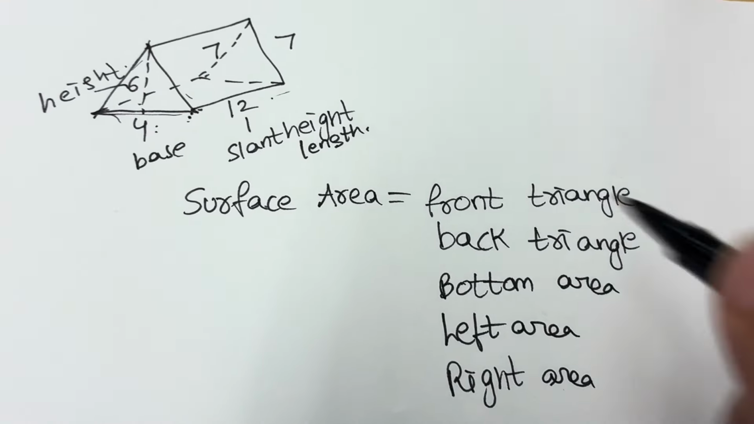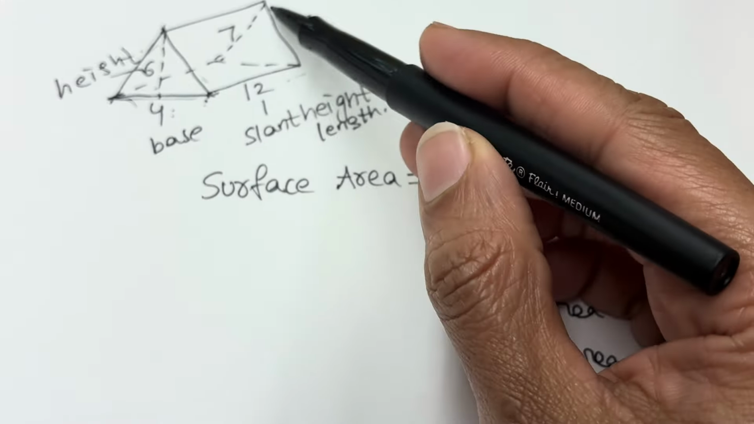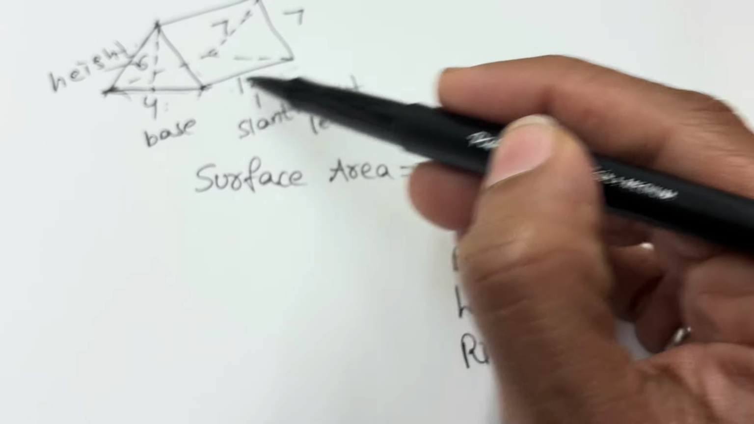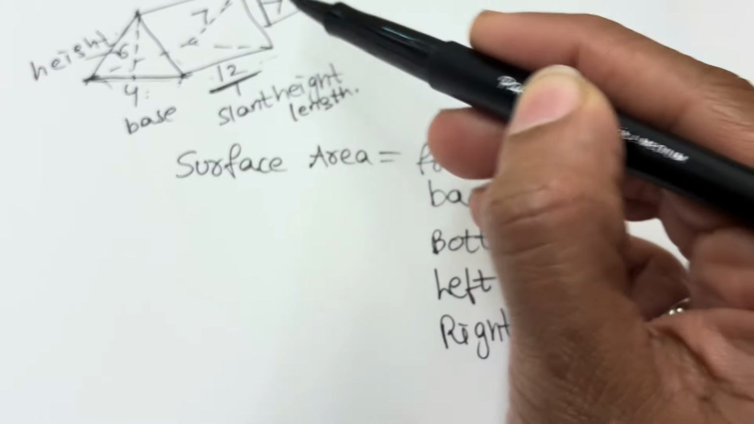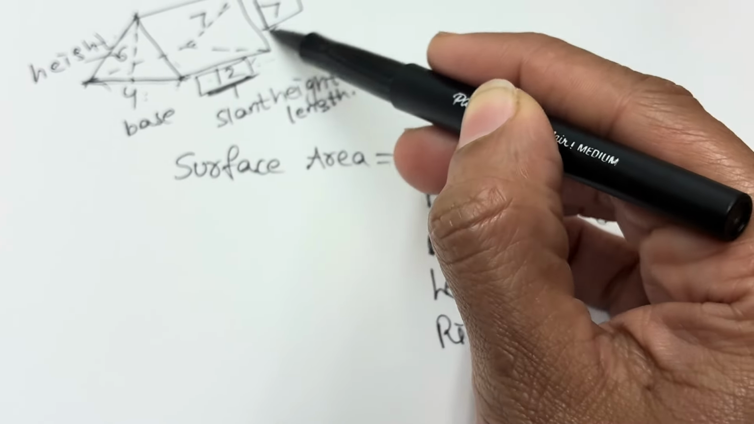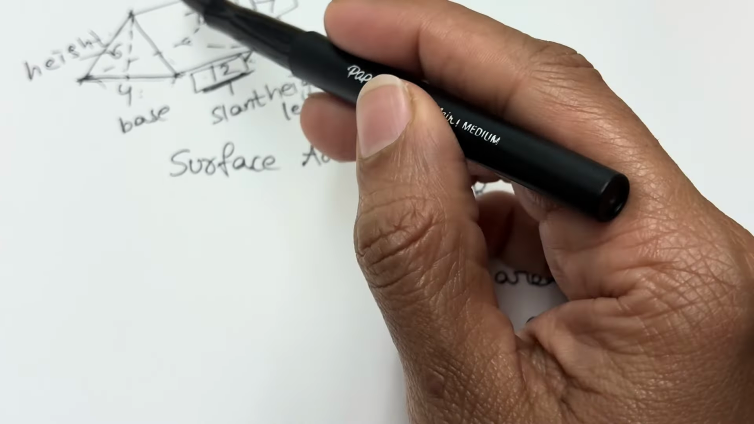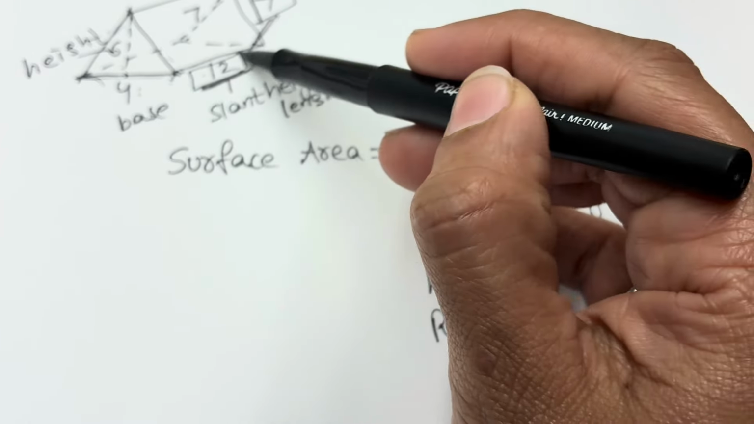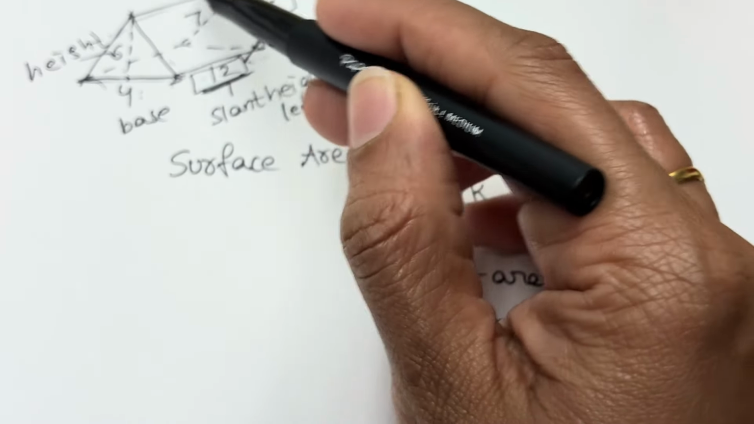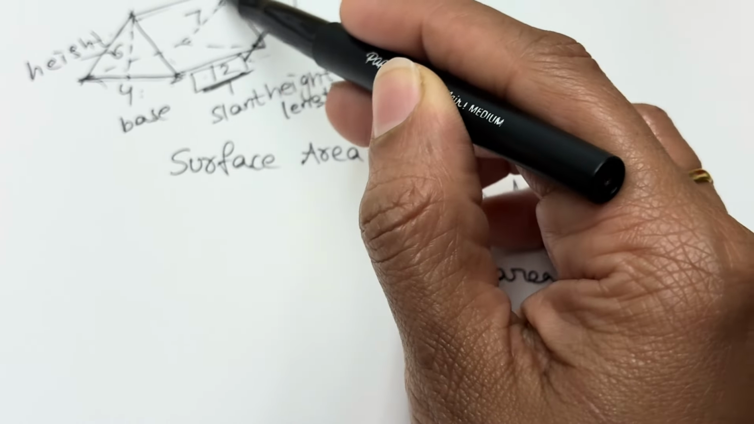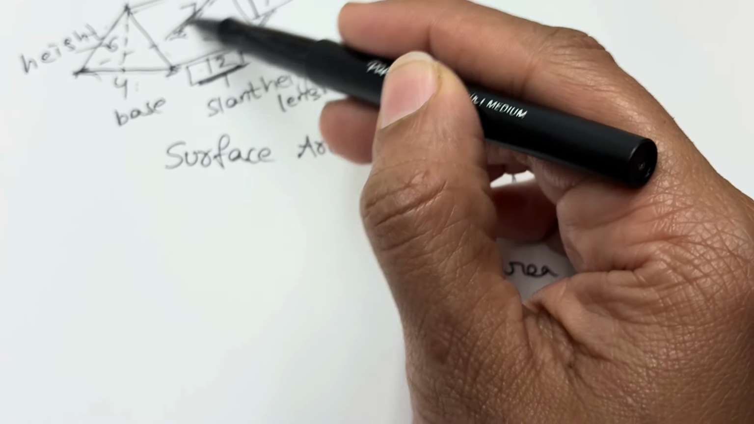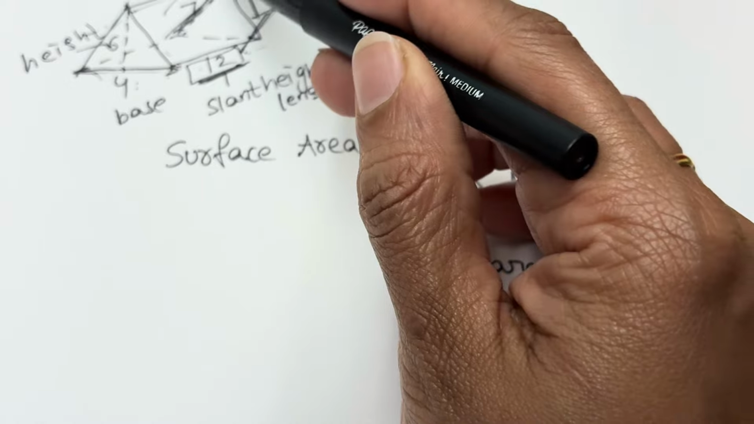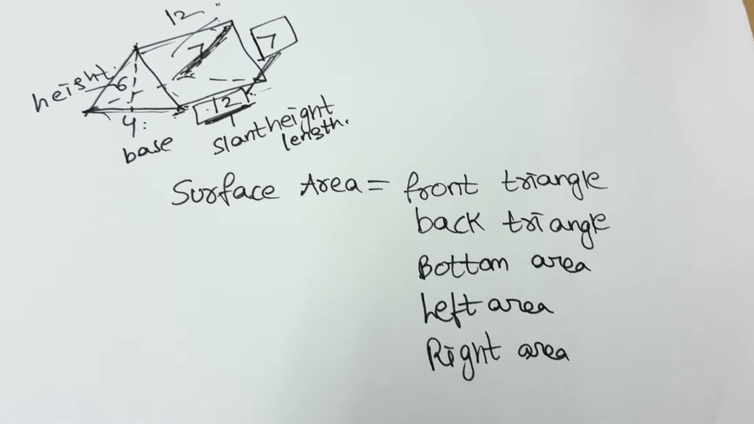For calculating that, for the left portion, I have the slant length as 12 and the height as 7. I'm going to use these two parameters. For calculating the right portion, if this is 12, this side would be 12 too. So 12, and for height, I have 7 here. So this gives me another portion here.